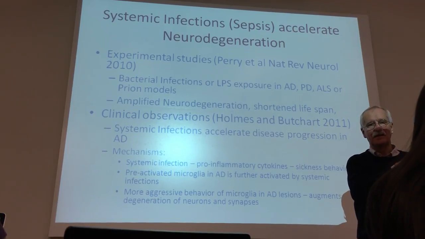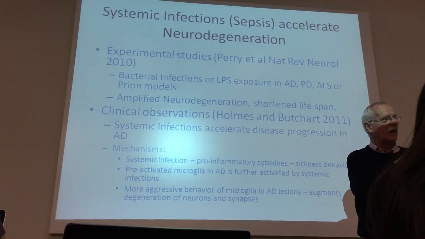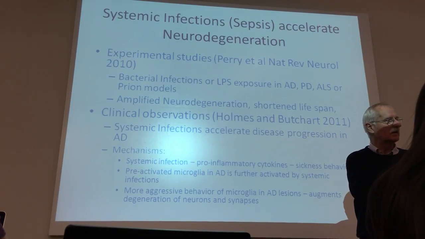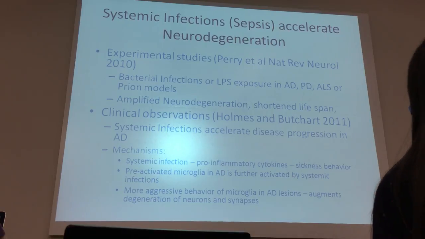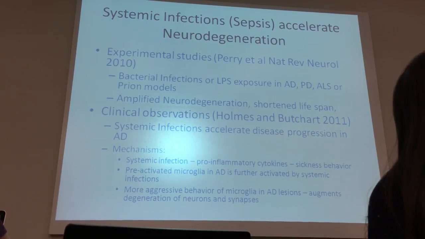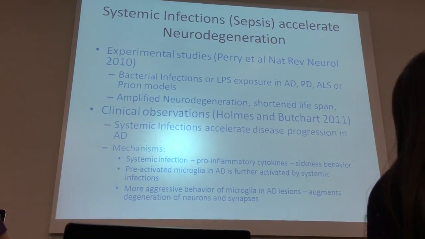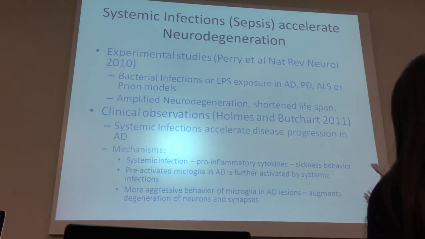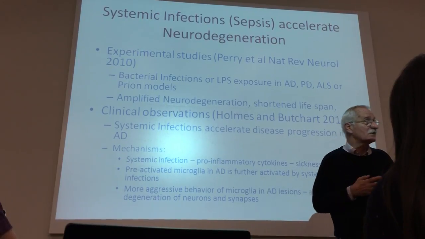infectious stimuli, then their lifespan shortens. That means that the peripheral immune activation of these pre-alerted microglia leads to a very rapid progression of the neurodegenerative component. And then the question comes up, is that really the case also in humans?